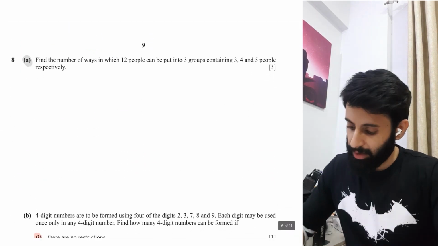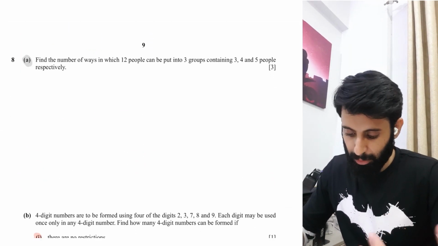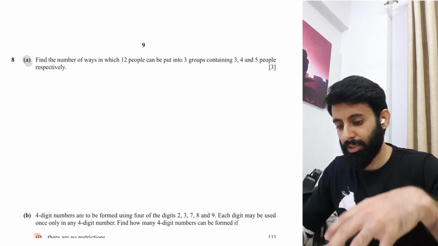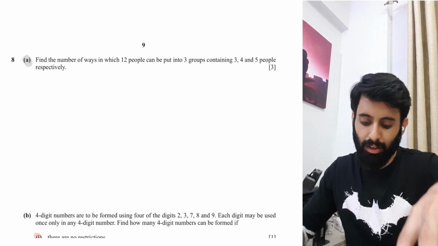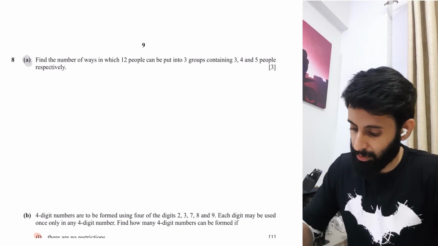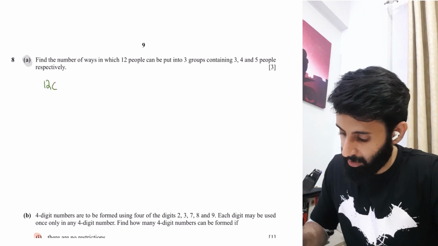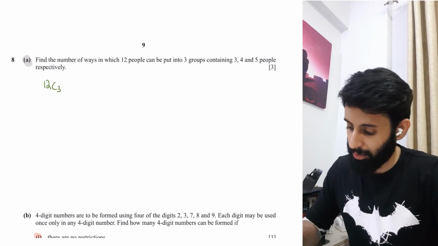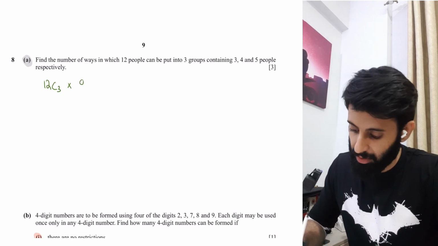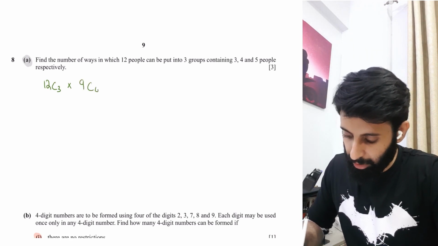Okay, then it says find the number of ways in which 12 people can be put into 3 groups containing 3, 4, and 5 people respectively. So first you're going to put them in groups of 3, then 4, and then 5. You have a total of 12 people. So making a group of 3 can be done in 12C3 number of ways. And remember, 3 people have already been removed from this pool of 12, so now you have 9 to choose from, and you're going to put them in a group of 4.